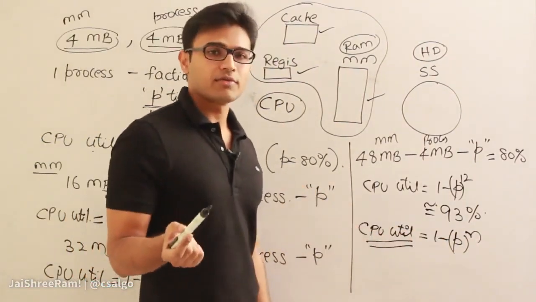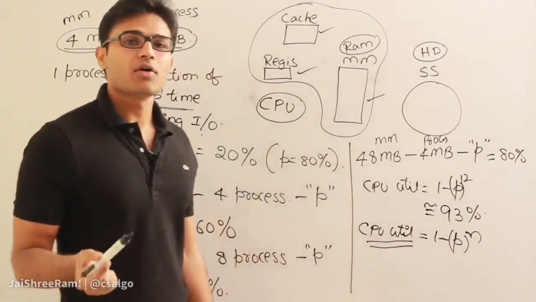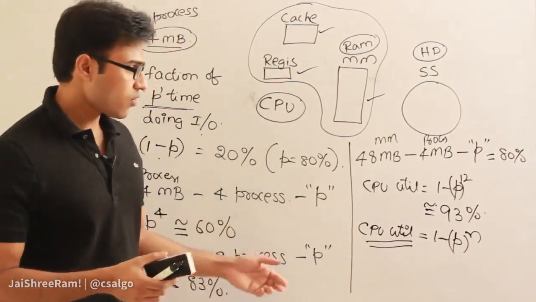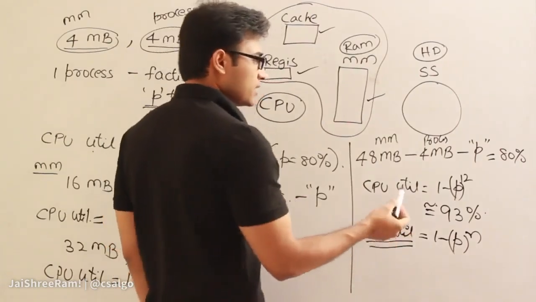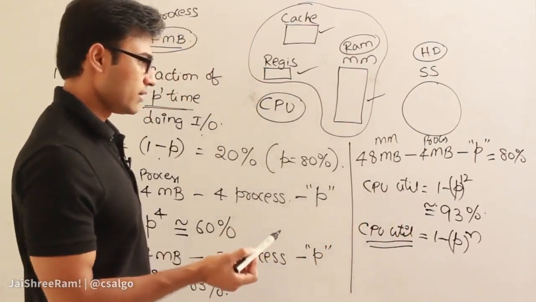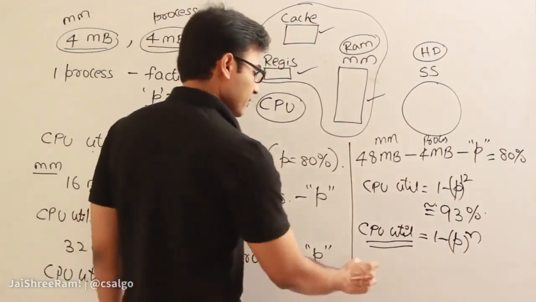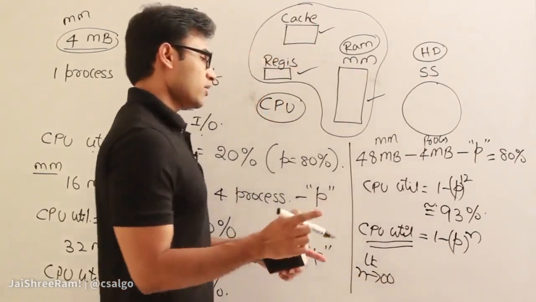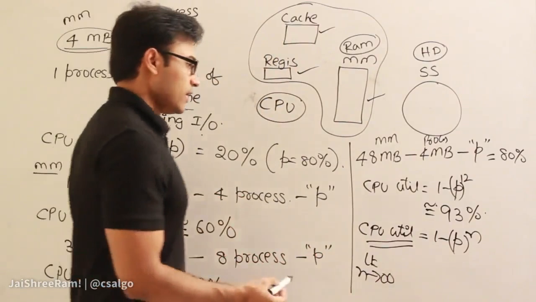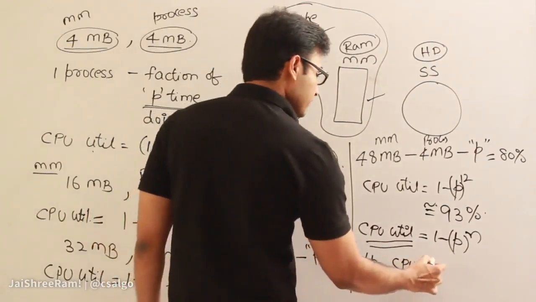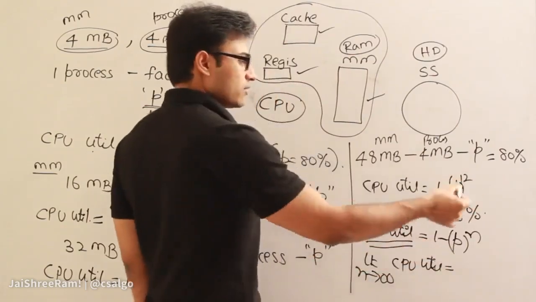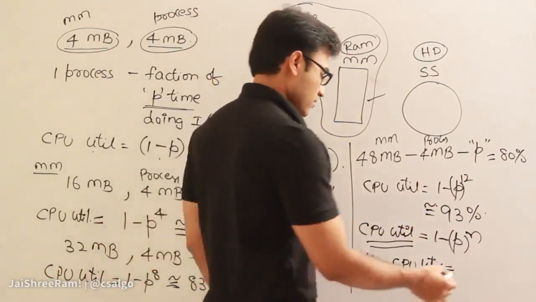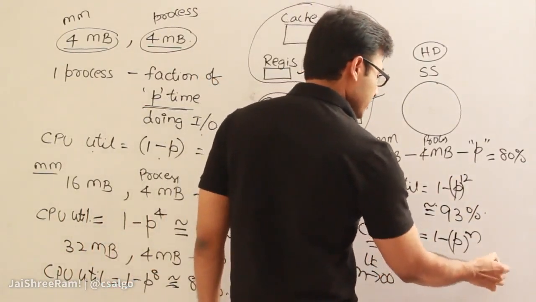P is the fraction of time for which it is going to go for IO, and P is obviously a number between 0 and 1. It is a fraction, isn't it? Then what happens is, if I increase the degree of multiprogramming, if I say limit n tends to infinity, which means if I increase the number of processes present in the main memory to infinity, then CPU utilization is going to be, can you guess it? If this n tends to infinity, since P is a fraction, a number less than 1, then this number will tend to 0, then CPU utilization will become 100% or 1, isn't it?